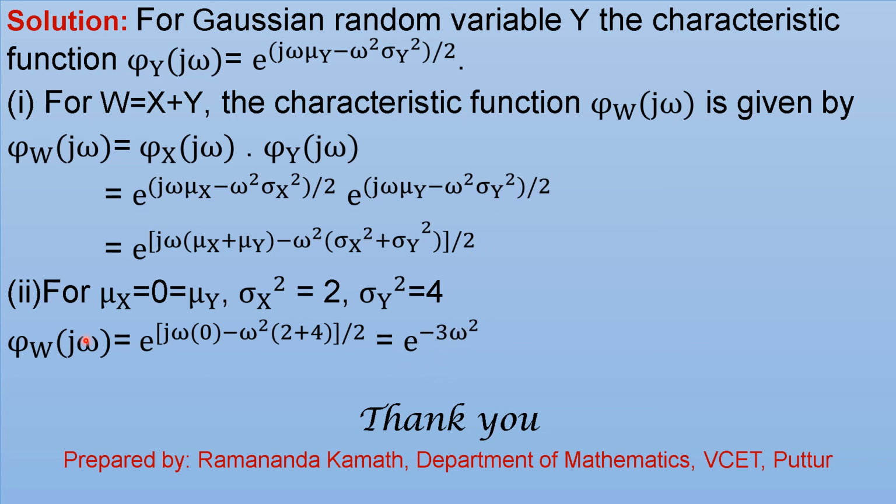This is the characteristic function of the sum w, the sum of two independent Gaussian random variables. So this completes the topic, bivariate Gaussian random variable and sum of two independent random variables. In the next lecture video, we shall see independent and identically distributed random variables. Here we have seen independent random variables. The next topic will be independent and identically distributed random variables. Thank you.